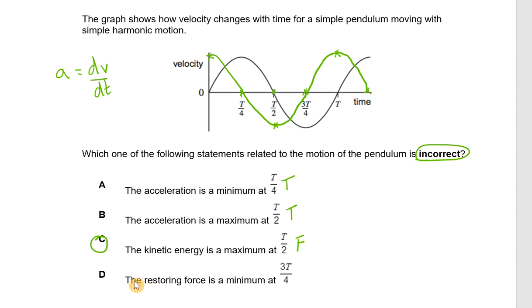Let's have a look at the last question, statement D, and see why it's not true. The restoring force is at a minimum at 3T over 4. And let's have a look at this acceleration curve again. Well, at 3T over 4, the acceleration is 0, and because we know force equals mass times acceleration, if the acceleration is 0, then the force on it must be 0. So yes, the force is a minimum at that point. So that statement is true. That is why question C is correct.